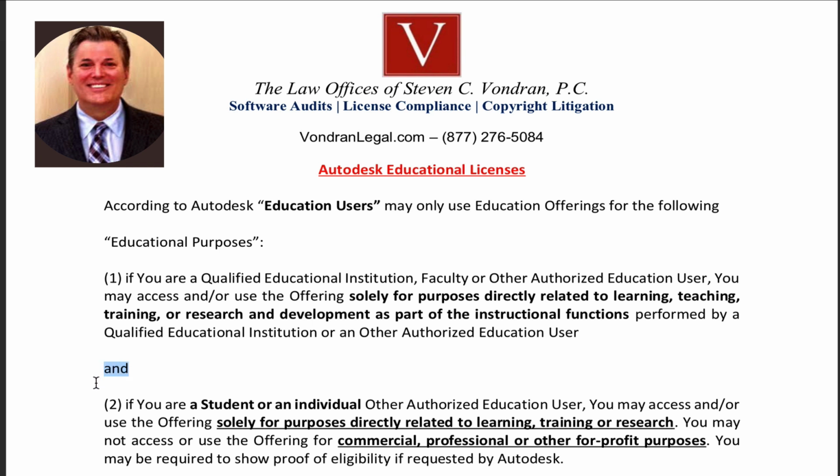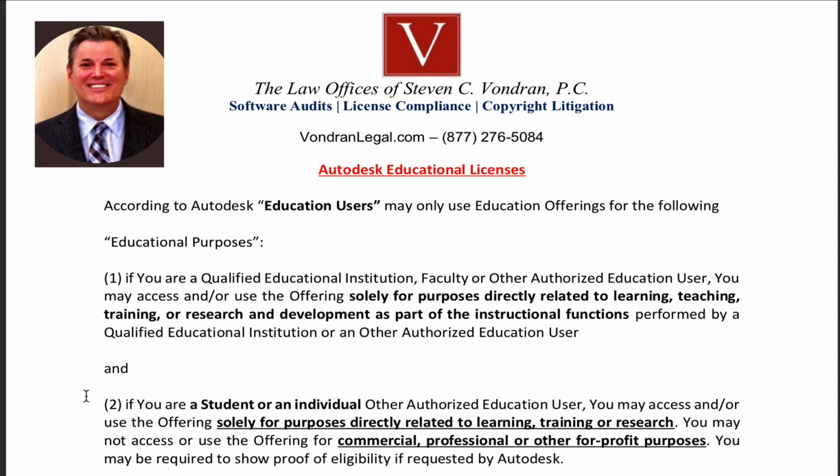Now, by the way, these terms could be subject to change, so it may not be accurate while you're viewing this. Always review your license agreement specifically, see what it says. You're going to be bound to follow that, okay? But number 2, if you are a student or an individual, so this is the person that's maybe designing games, or other authorized education user, you may access and/or use the offering, once again, solely for purposes directly related to learning, training, or research.